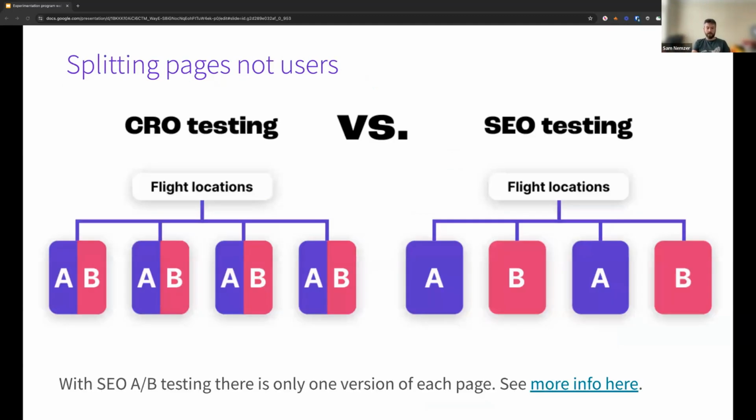And we're splitting pages, not users. So we want to measure the effect on Google. There's only one version of Googlebot, so we bucket based on page and ensure that each page's traffic levels are attributable to that bucket within the test.